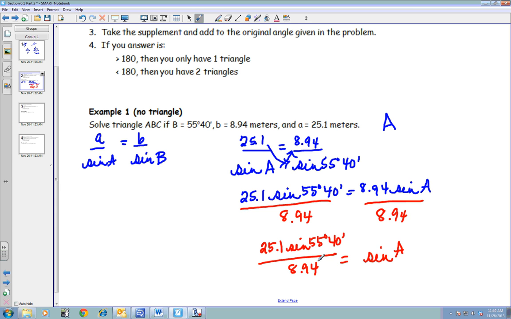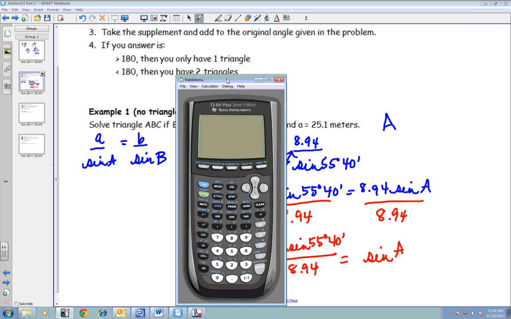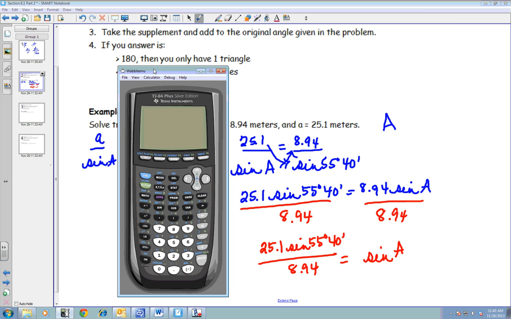So here's the deal. I can put this in my calculator. I'm looking for an angle, so when you want an angle, you're going to hit second sine. There are two ways you can do it, and I'll go ahead and bring my calculator up. First of all, you need to make sure you're in degrees. I guess I need to turn it on. So I need to be in degrees. Now I'm going to put this in my calculator.